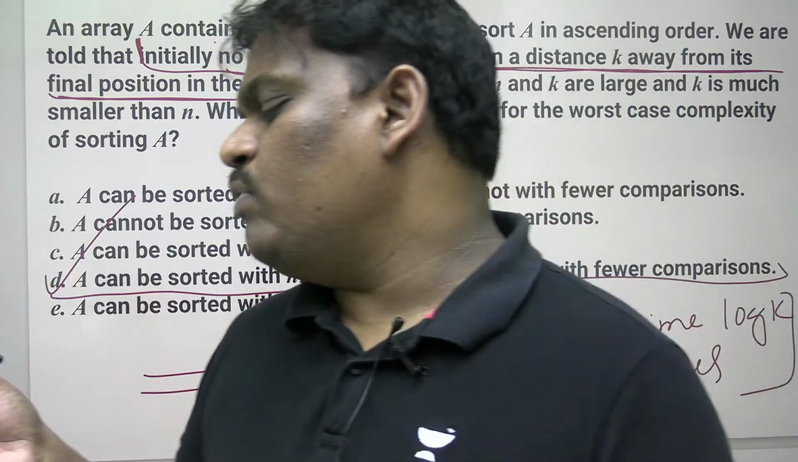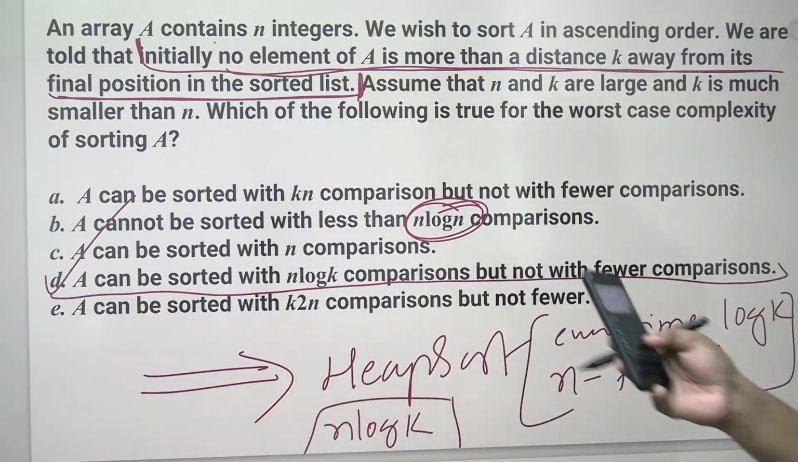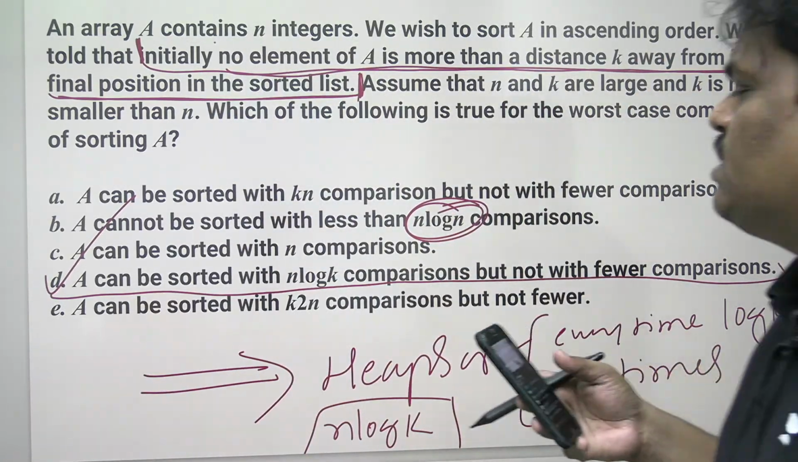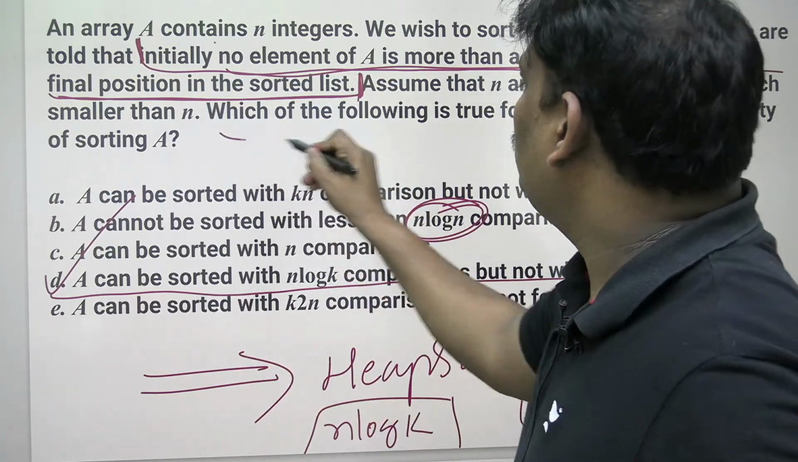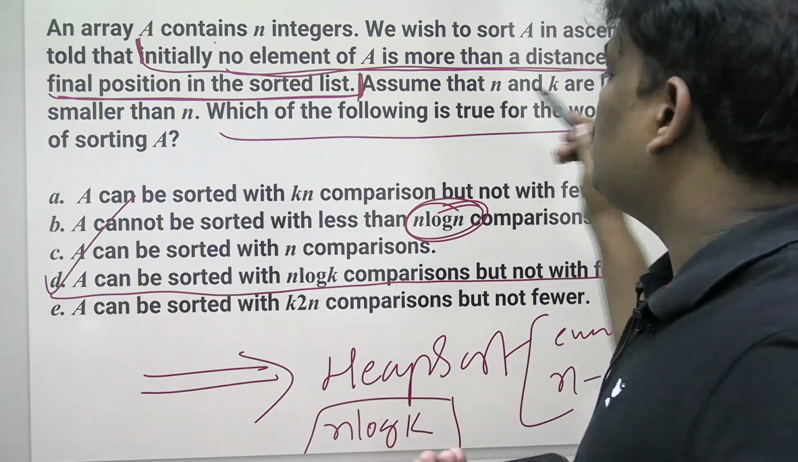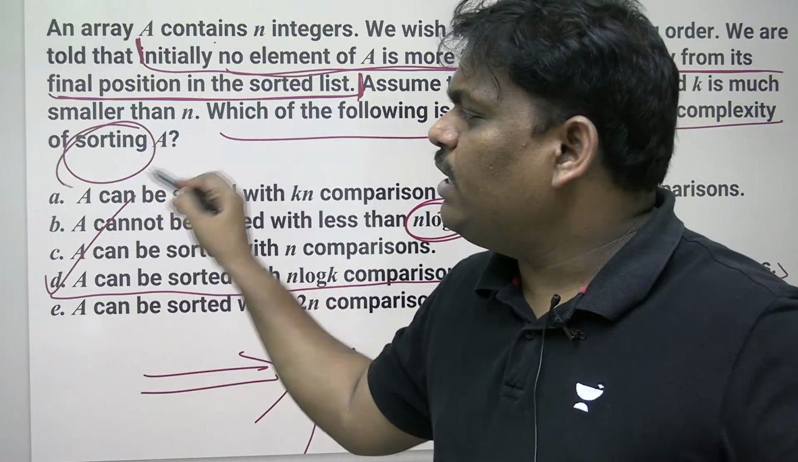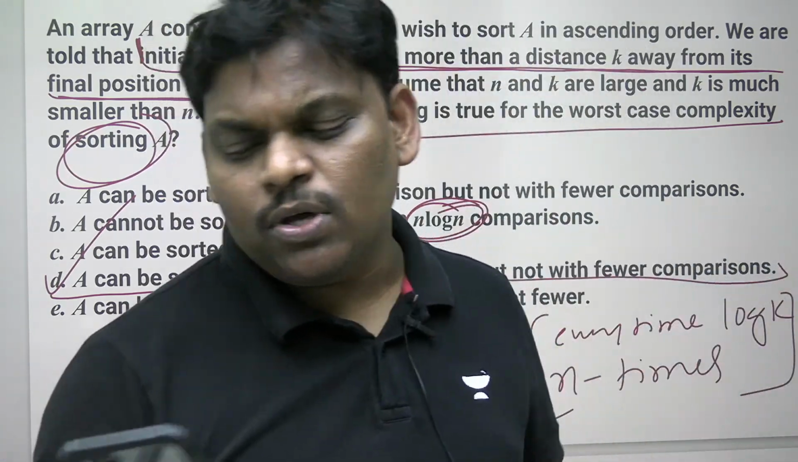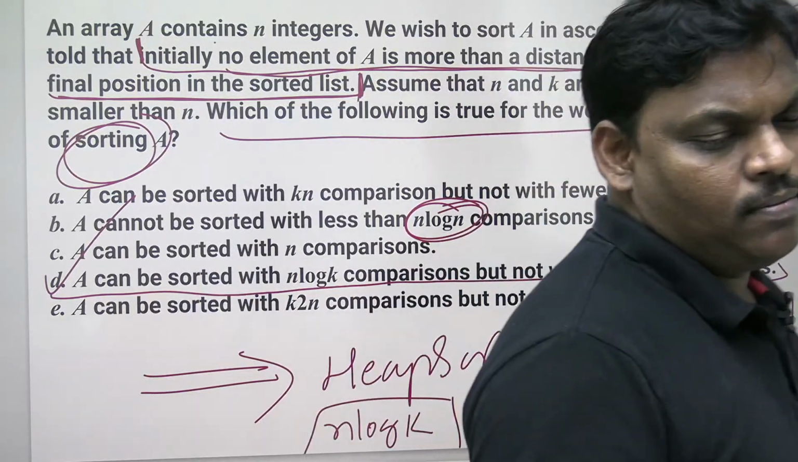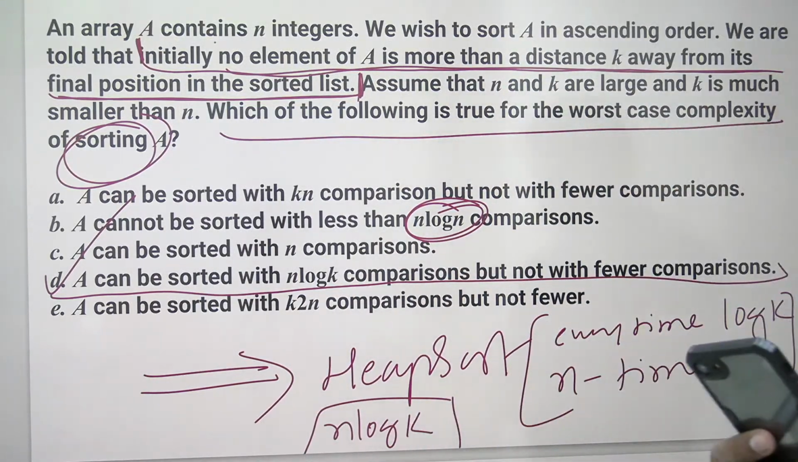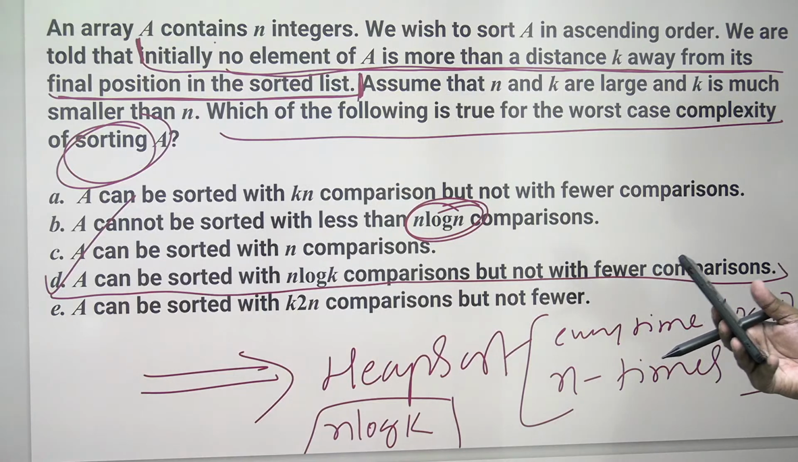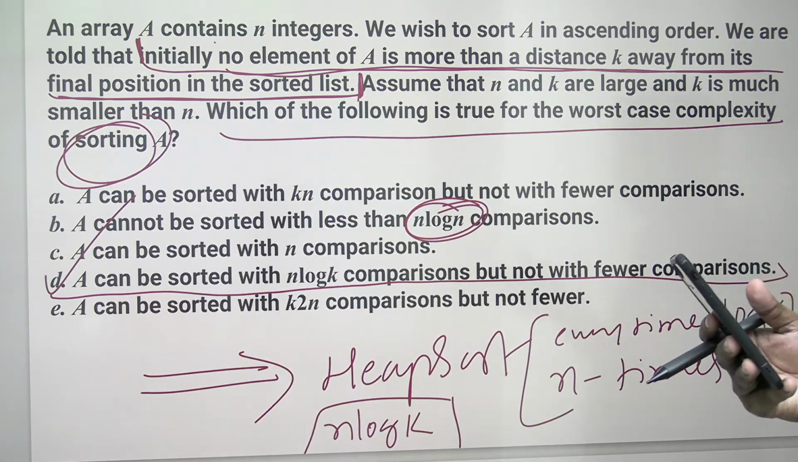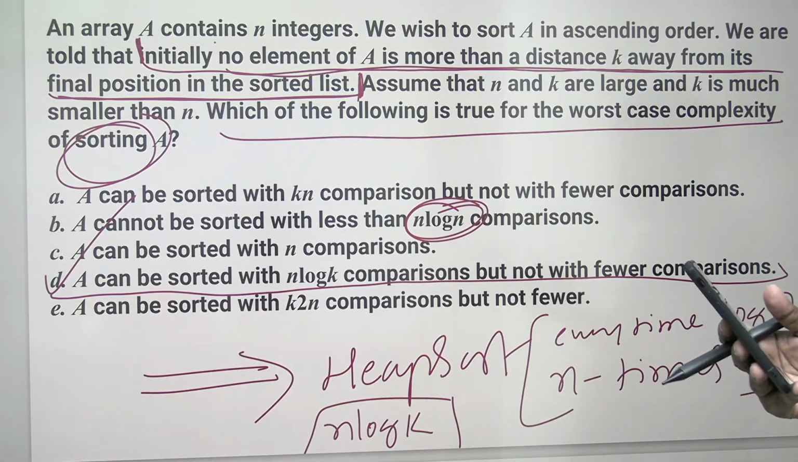Someone is asking, can we use binary search? Here, which one of the following is true for the worst case complexity? For sorting purpose, how can you use searching? Fine.